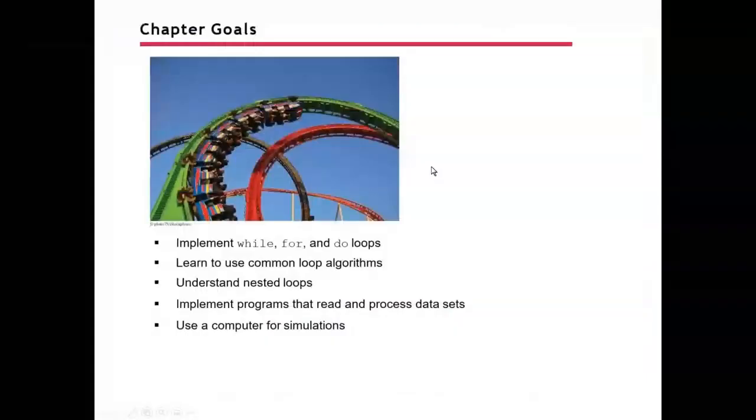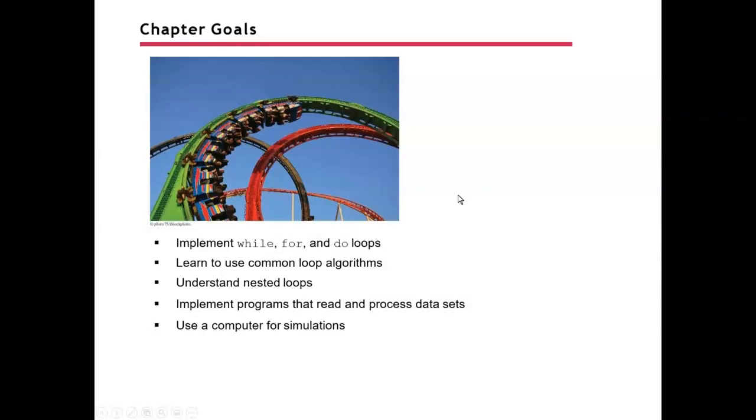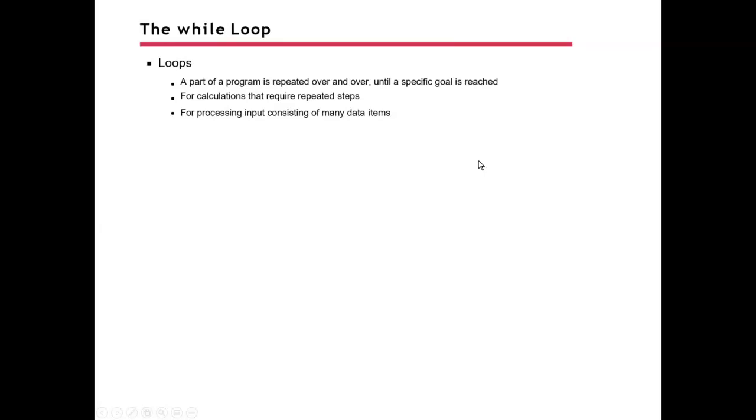So we're going to talk about while, for, and do loops. We're not going to talk about the advanced for loop yet, but we'll get to that later. We'll talk about some looping algorithms and some other fun stuff. So basically, you guys know what a loop is. It's part of a program repeated over and over until a goal is reached. Good for repeated steps, processing input, compiling many data items, and basically anytime you need to repeat yourself.